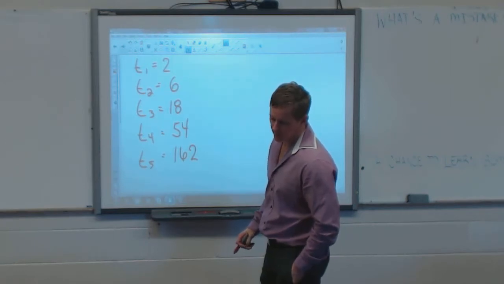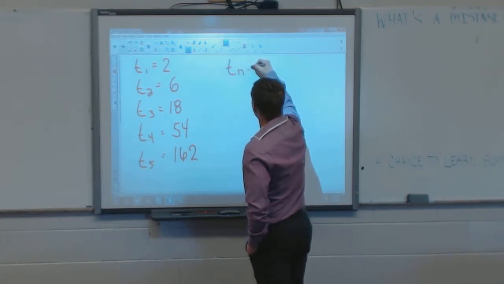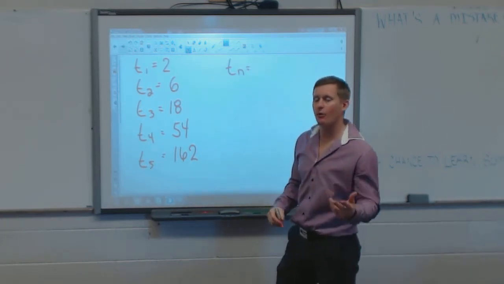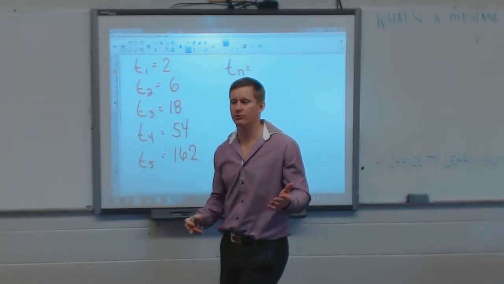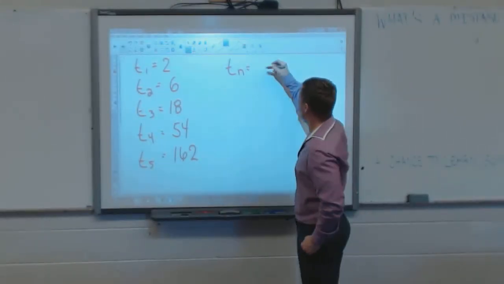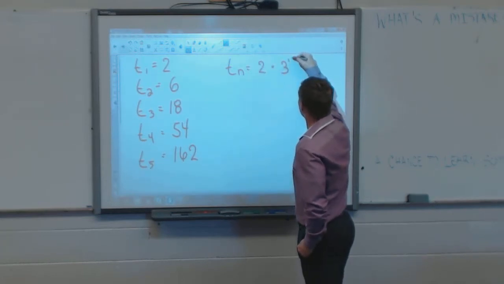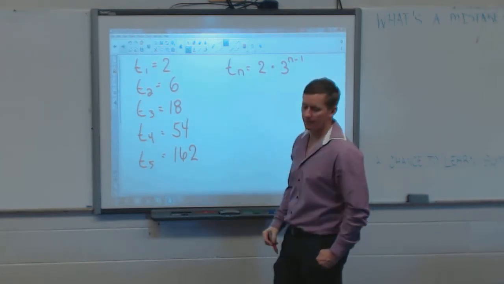Determine the general term that relates to it. Okay, so the general term, tn. What are the 2 things that I'm going to need in order to solve for the general term? I need t1 and I need r. So my t1 in this case is 2, and my r is 3, to the n minus 1.